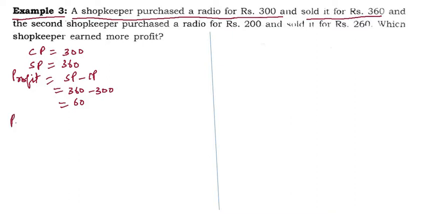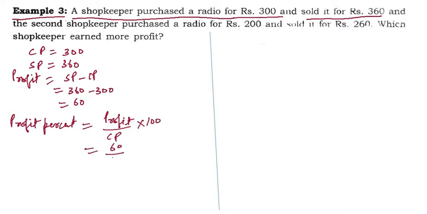Now profit percent. Profit percent is equal to profit upon CP into 100. So profit is 60 and CP is 300, into 100. Now 0 will cancel with this 0, 0 with this 0, and 6 twos are 12, so that is the 20%.